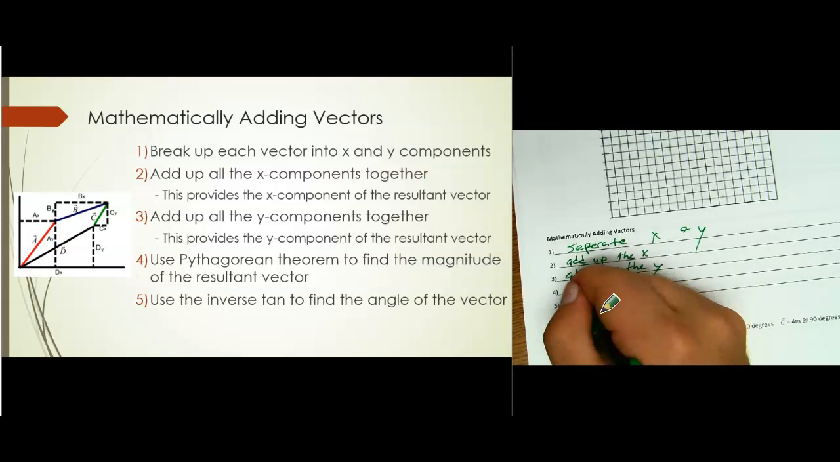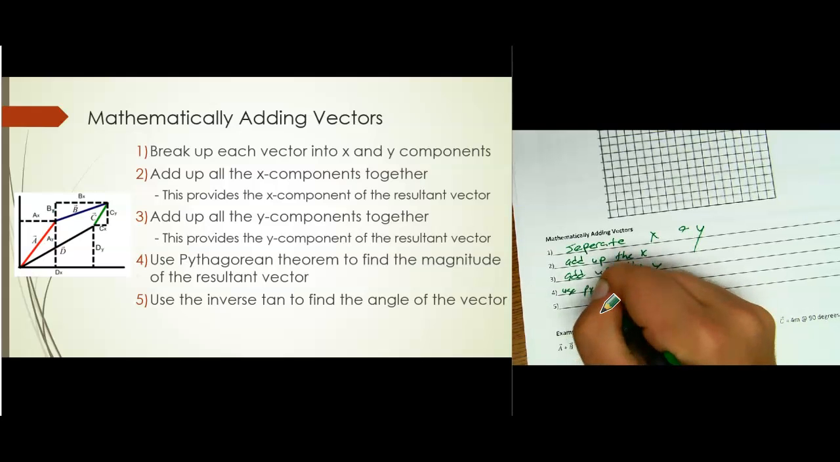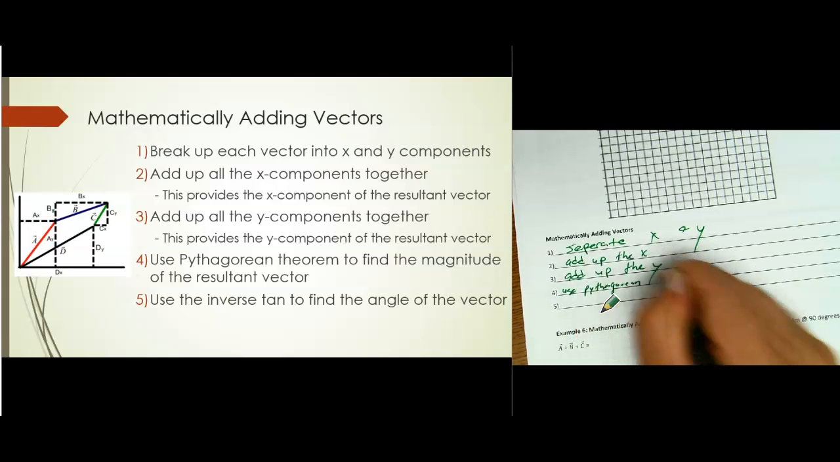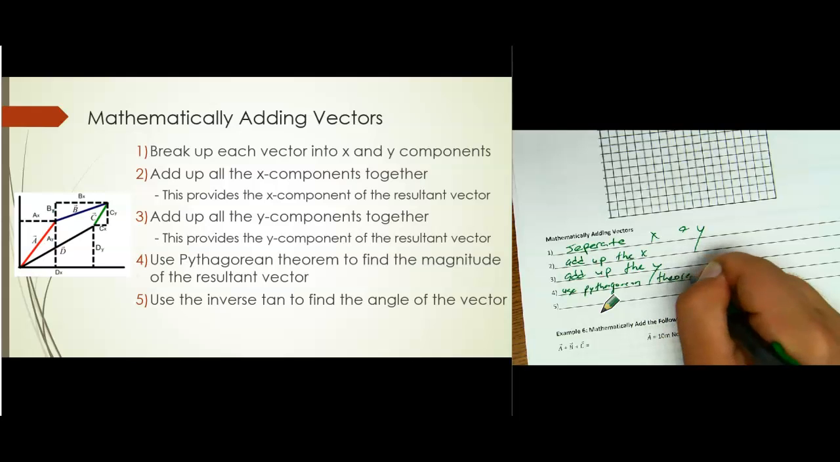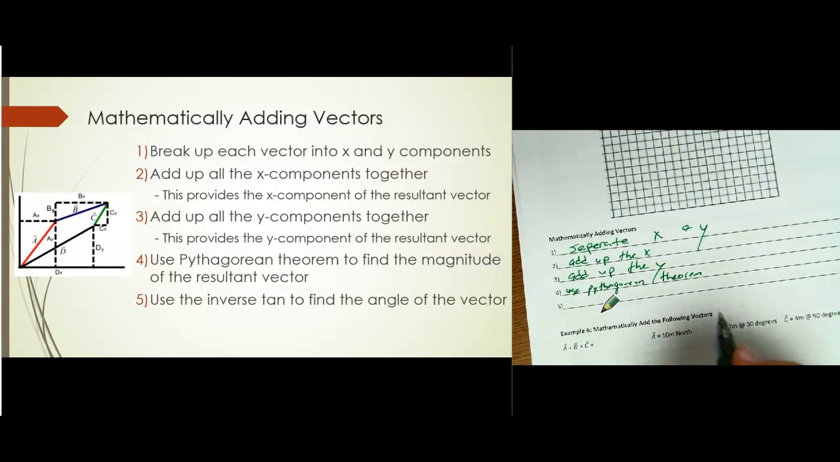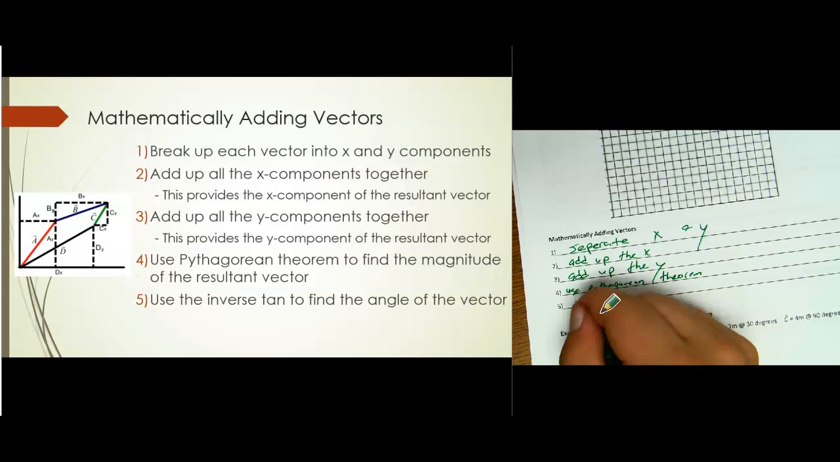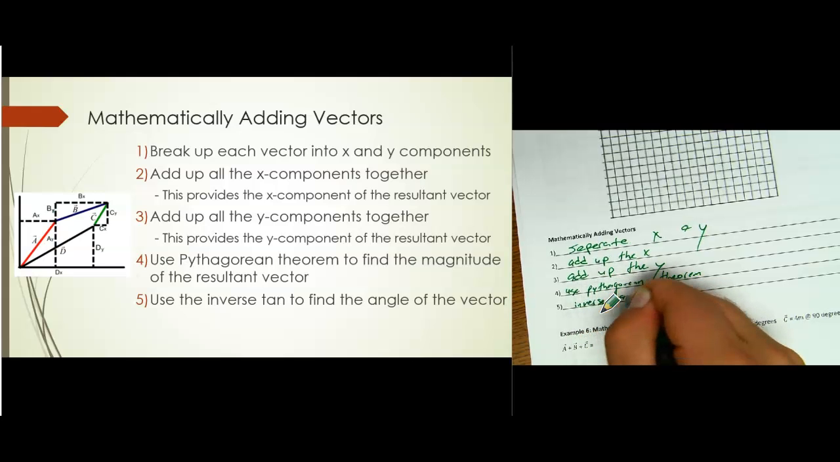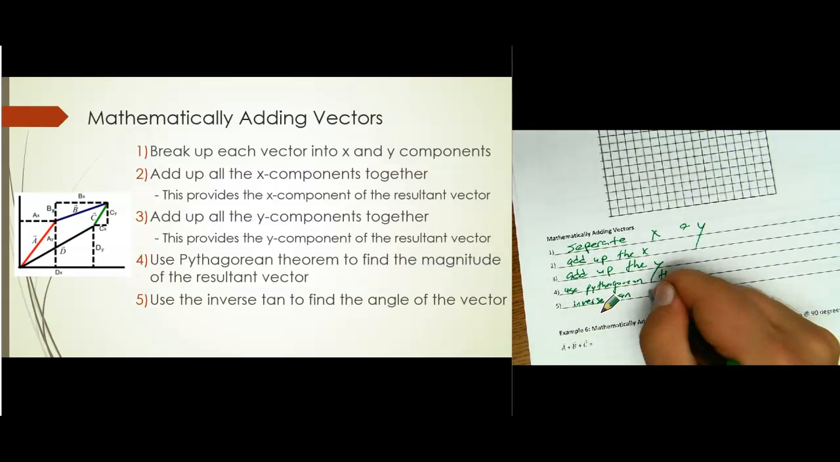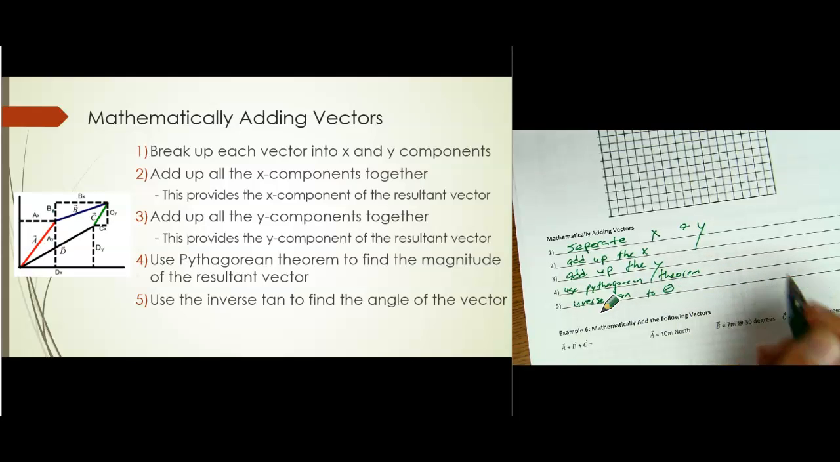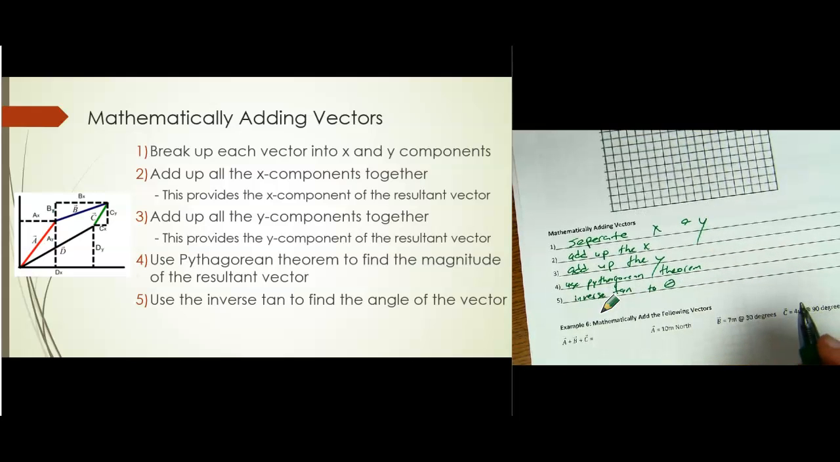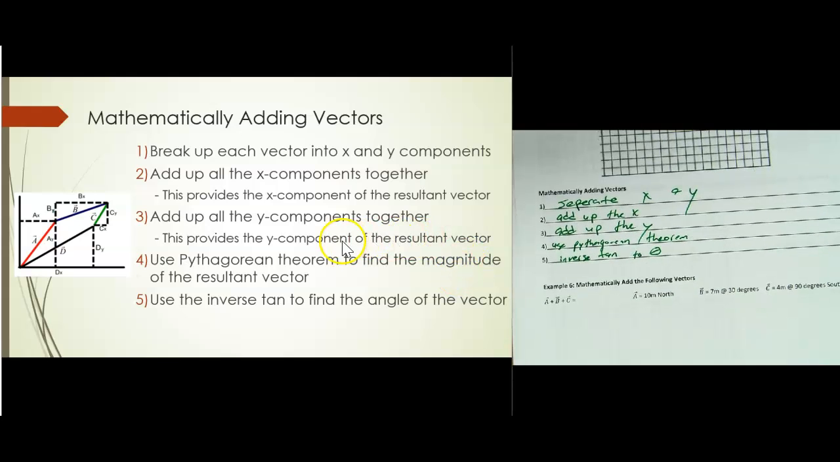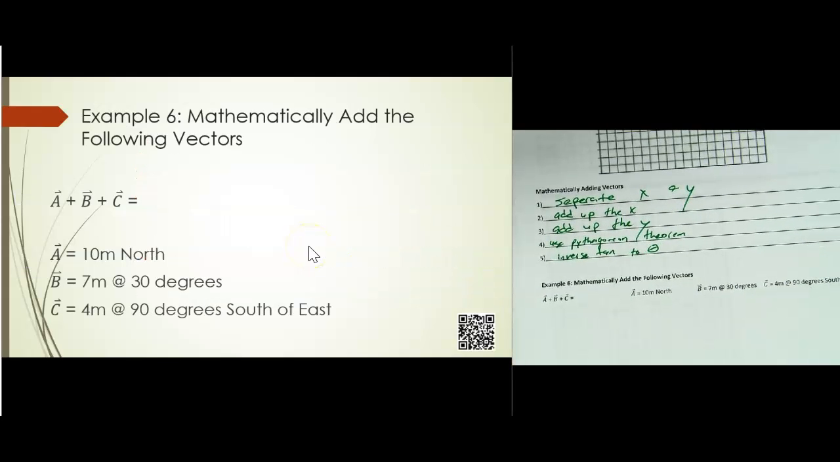Use Pythagorean theorem to find the magnitude. And then 5, use inverse tangent. Use whatever you have. I like to use inverse tangent to find theta. All right, we're finding theta. Okay? So we're going to add up one example here real fast.